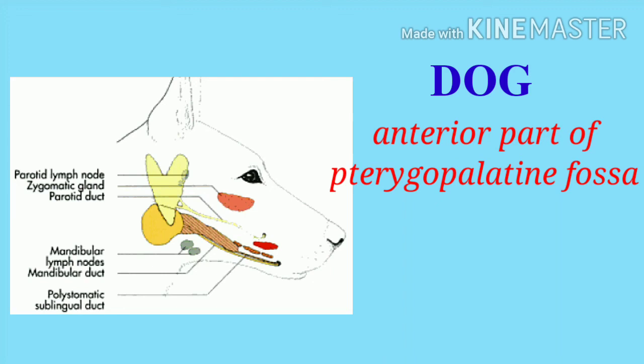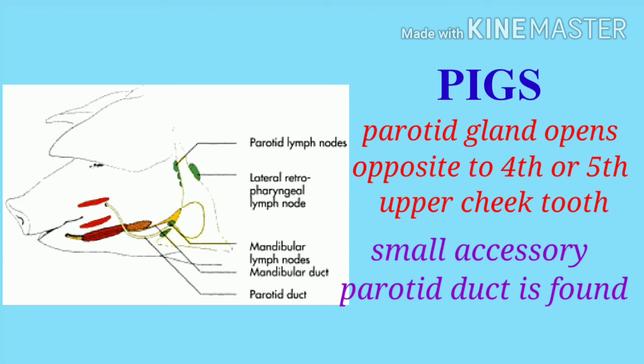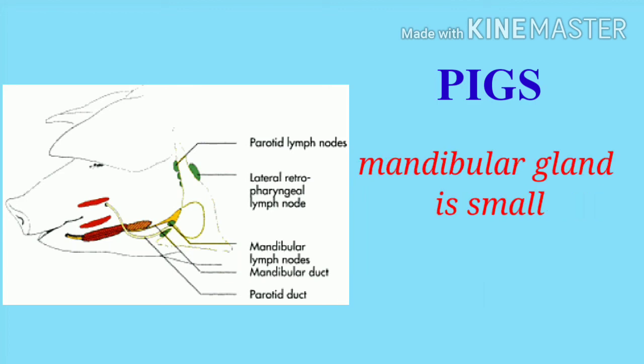And then let's study in the case of pig. The parotid duct opens opposite to 4th and 5th upper cheek tooth. Sometimes a small accessory parotid duct is found and the mandibular gland is small.